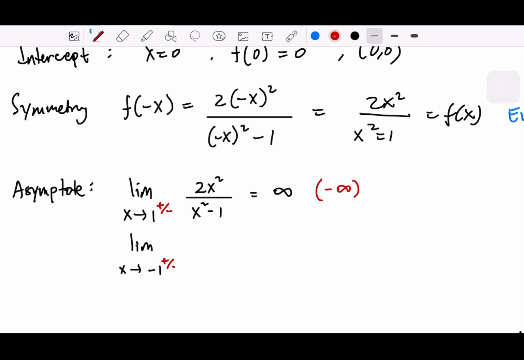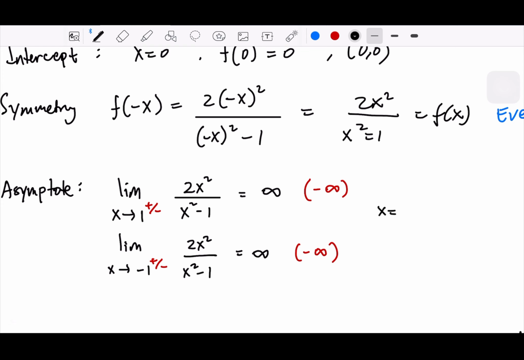And the same thing also for x approaching -1. So we could do it from both sides, from the left side or from the right side, as we have done in limits. And if the result is infinity or negative infinity, then these two lines will be our vertical asymptotes. So x equals 1 and x equals -1 will be our vertical asymptotes. Okay.